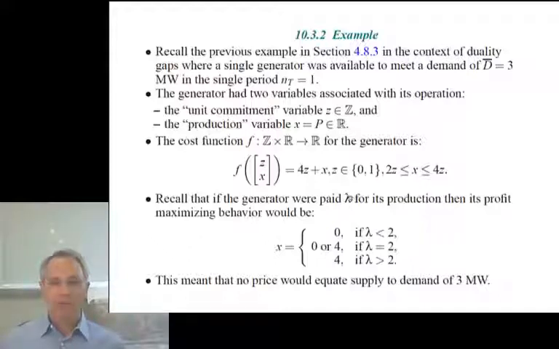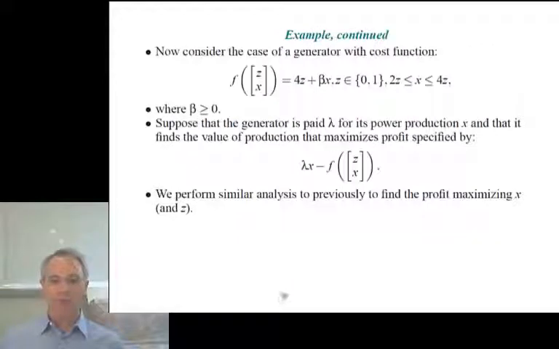So if the generator were paid lambda for its production, then its profit maximizing behavior would be to do nothing if lambda was below 2, either produce nothing or produce 4 if lambda is equal to 2, and to produce 4 if lambda were greater than 2. In other words, no price would equate supply to demand of 3 megawatts.